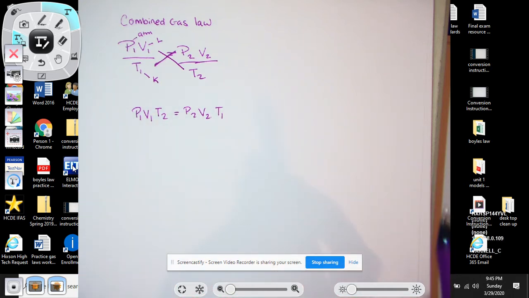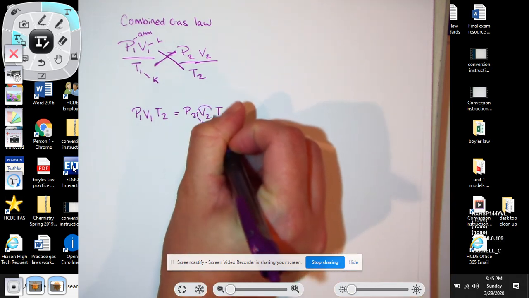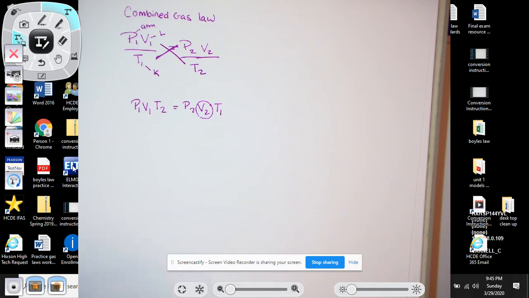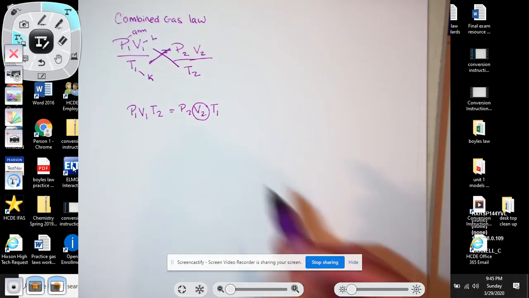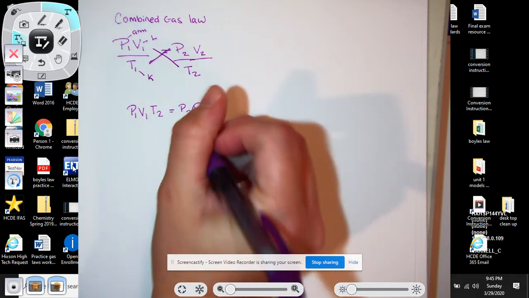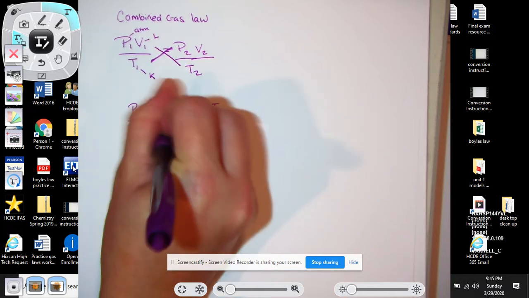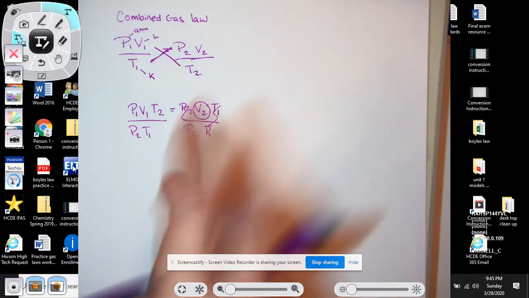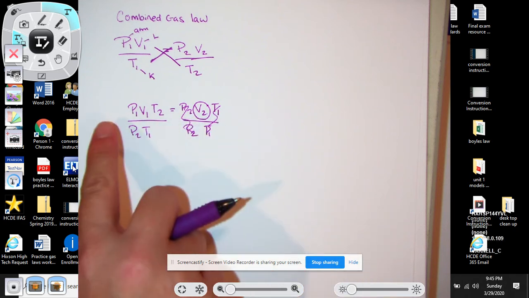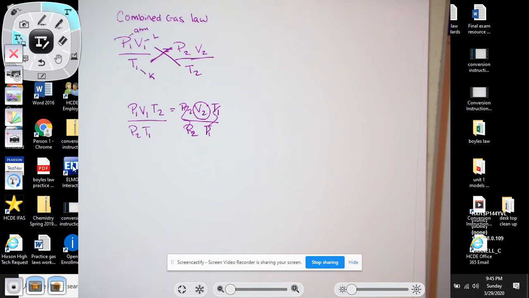If I'm looking for, in this situation, V2, I would circle V2 and I divide by everyone else that's there. So you'll notice that P2 and T1 are there, so I'm going to divide by those two. So divide by P2 and T1. These go away. V2 equals P1 V1 T2 divided by P2 T1. Now, I just chose V2 randomly. You could have done any of those.